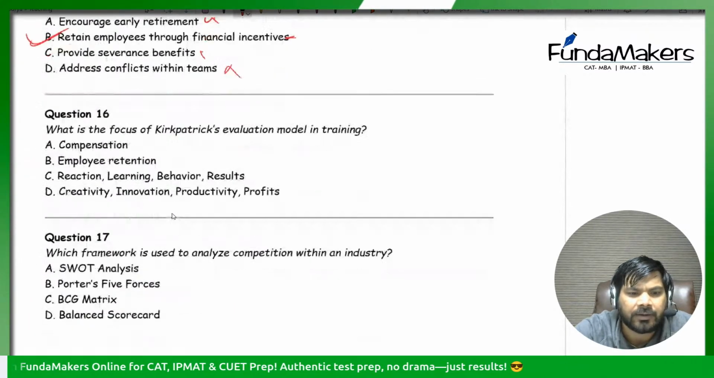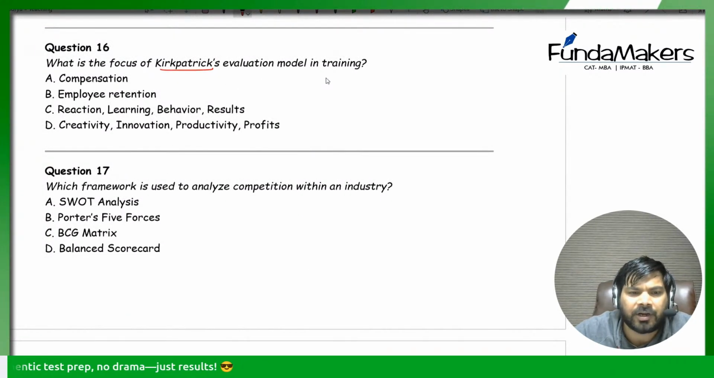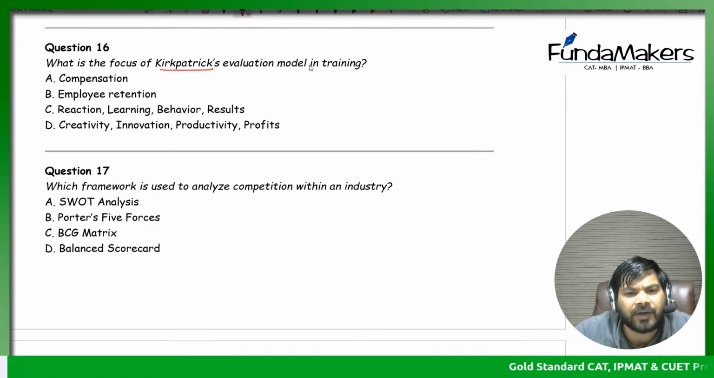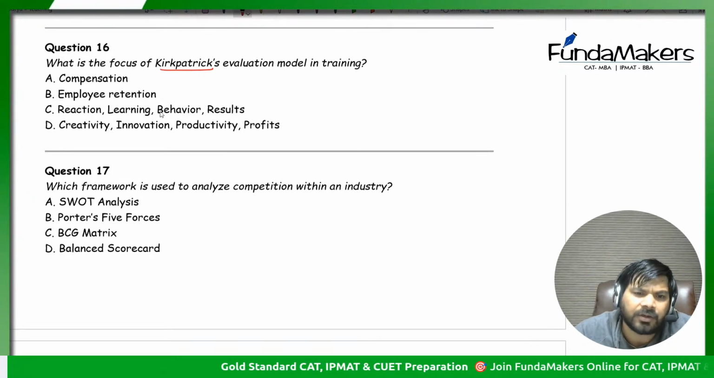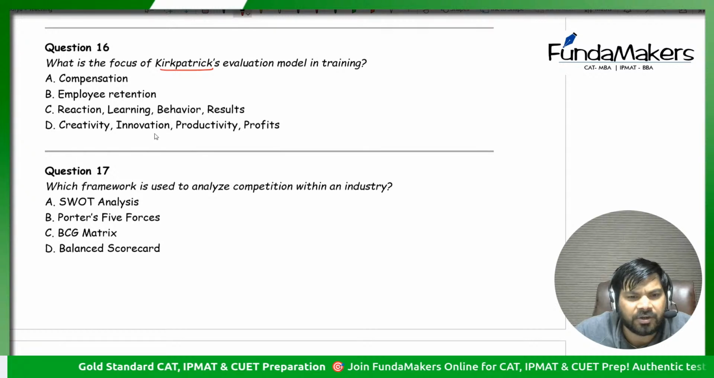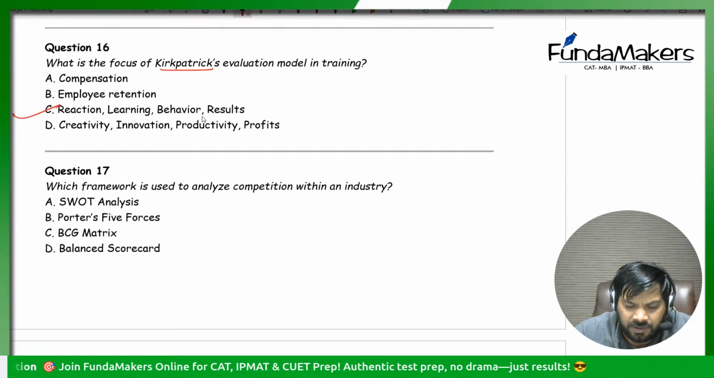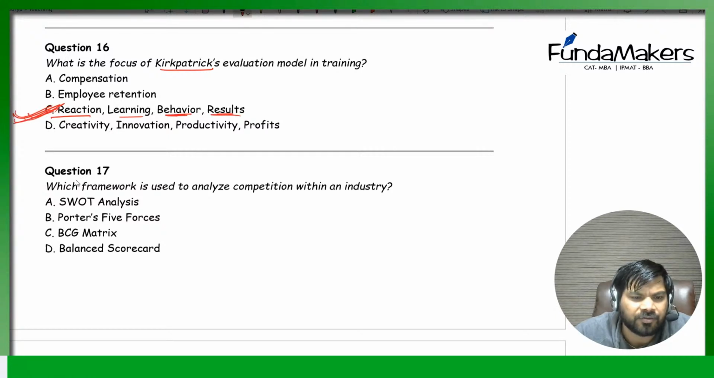Okay. 16. What is the focus of Kirkpatrick's evaluation model in training? Compensation, employee retention, reaction, learning, behavior, results, creativity, innovation, productivity, and profits. The correct answer should be reaction, learning, behavior, and results. Right. So this is the correct answer. Kirkpatrick's evaluation model is reaction, learning, behavior, and results. Correct answer should be C.